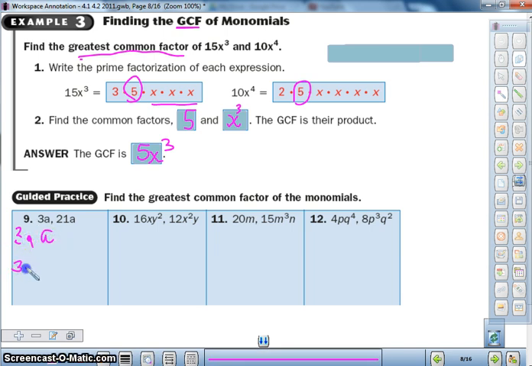21 is 3 times 7 times a. What do they have in common? They both have a 3, they both have an a, and sometimes if you line them up like this, our greatest common factor is 3a.